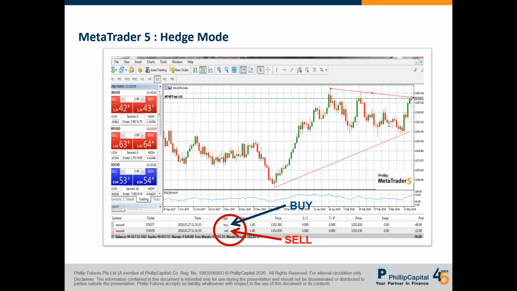Okay, so another attractive feature for this MT5 is, of course, as I mentioned to you, zero commission. You don't pay any commission at all. While this is really, really powerful, many people don't use many of the functions available.